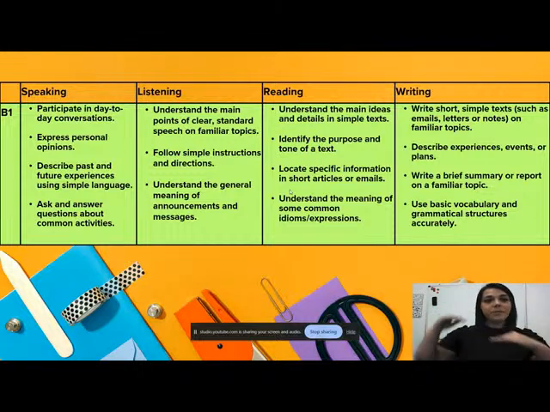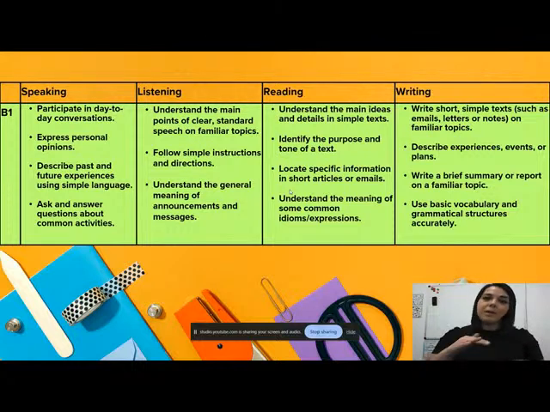Okay, so if we contrast that a little bit with, for example, B2, which is the next level up, in B2, we might be focusing more on abstract themes. We might be using more formal language and more specific vocabulary. At B1, we try to keep it very general.